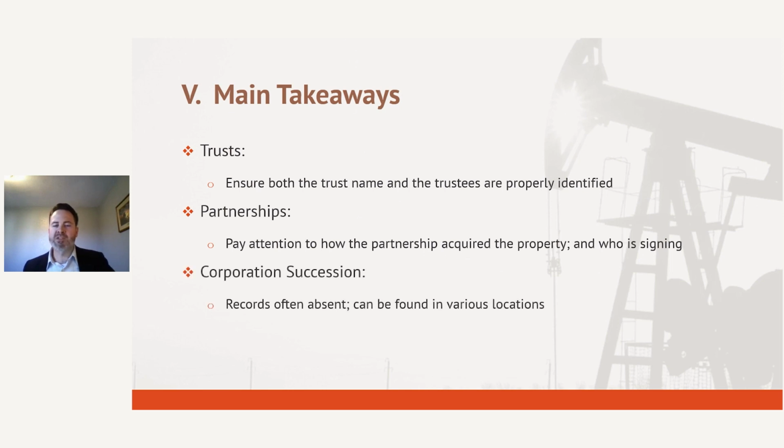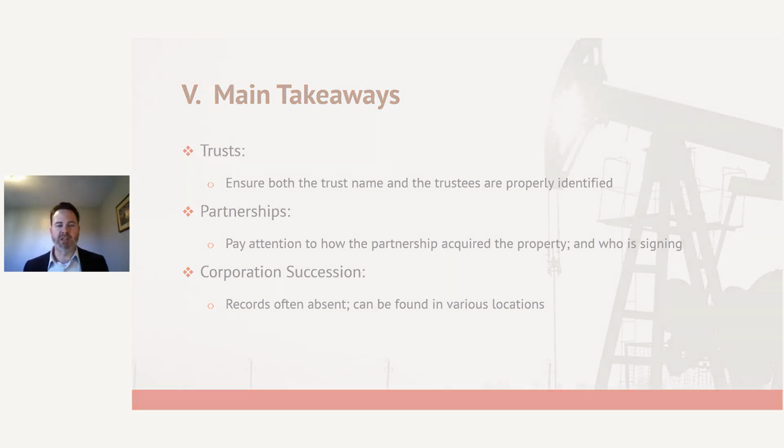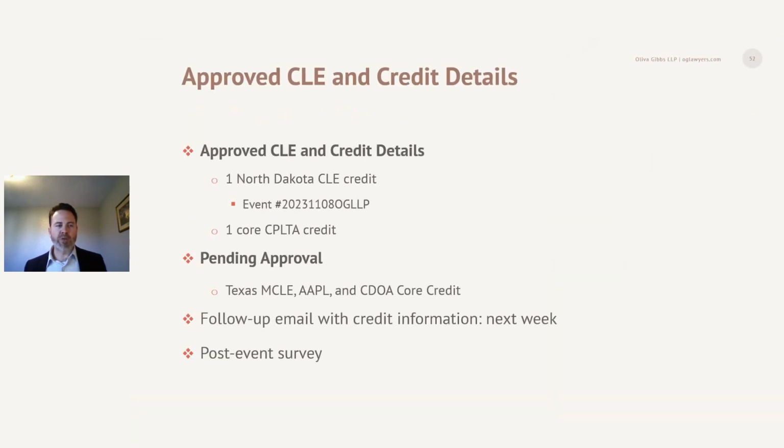And as for corporate succession, references to name changes or mergers in instruments of record go a long way toward helping fill gaps in the chain of title. If corporate succession records do get recorded, oftentimes they aren't indexed. So just keep in mind the various resources we talked about earlier that can help fill those gaps in the chain of title.